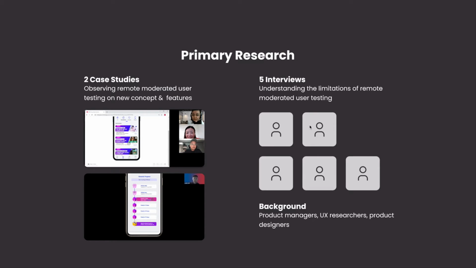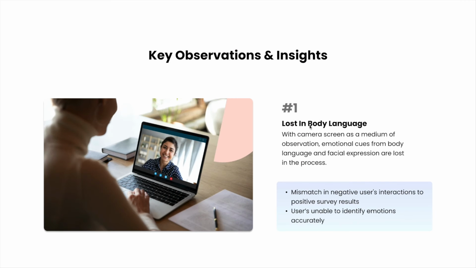With the camera screen as a medium of observation, emotional cues from body language and facial expressions are lost in the process. Most available solutions focus on user questionnaires and verbal responses to bridge the gap in understanding the emotional responses of the user. However, answers under the interview setting can sometimes be biased, where there's a mismatch in negative user interactions to positive survey results. Or most of the time, even the user themselves can't identify their emotions accurately.